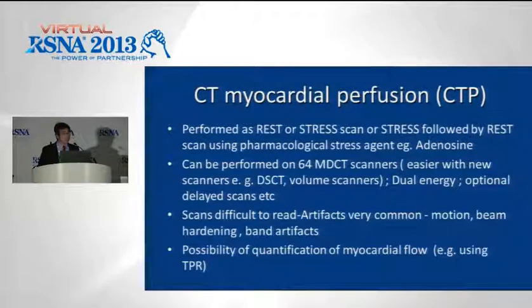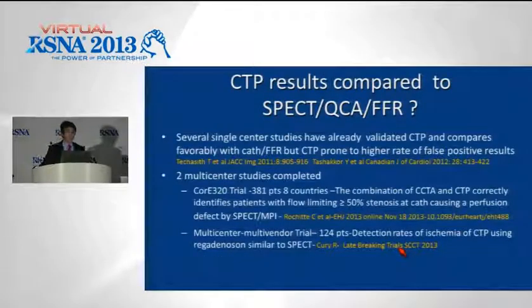However, the scans are difficult to read because artifacts are very common from motion, beam hardening, and band artifacts. But at the same time, there's possibility of quantification of myocardial flow, for example, using something called a transmural perfusion ratio. So what are the results? Well, there have been several single-center studies that have already validated CT perfusion, and this compares favorably with cath and FFR, but CTP is prone to a high rate of false positive results.